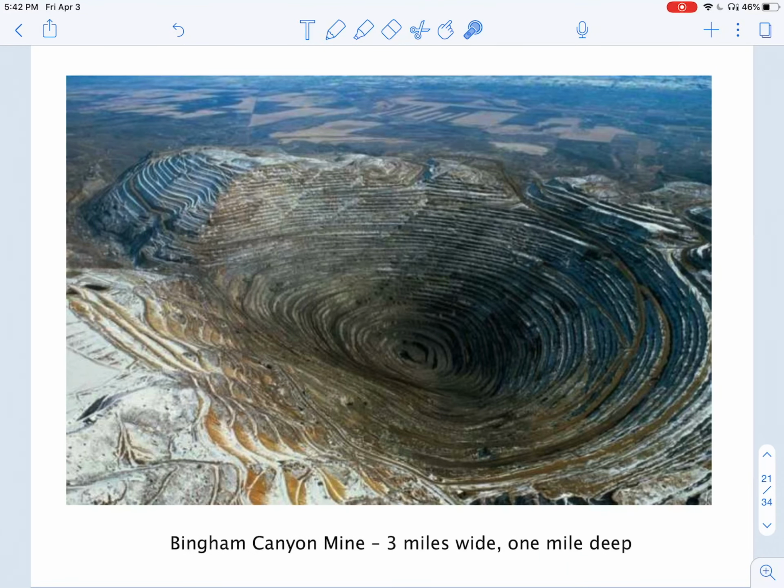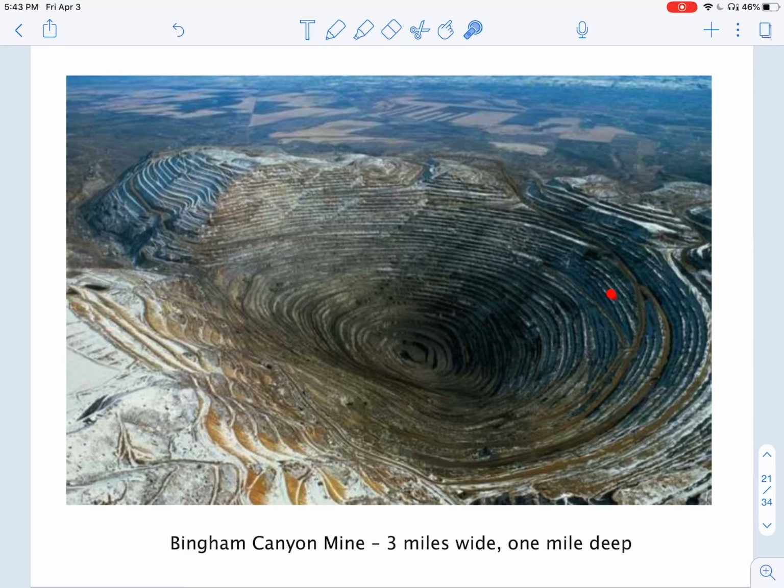This is one of the biggest ones in the world. It's hard to tell how big this is, but this is Bingham Canyon Mine. It's right outside Salt Lake City. You can probably see some of the city up here. This is 3 miles wide and a mile deep. I can't imagine what this might look like. This probably looks like the Grand Canyon or something. So this is a massive, active, open pit mine.